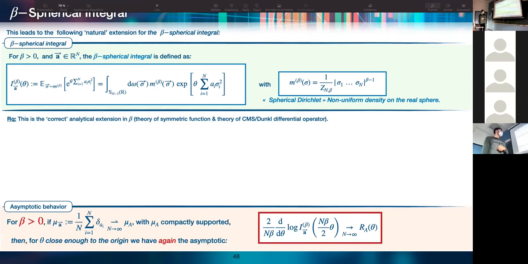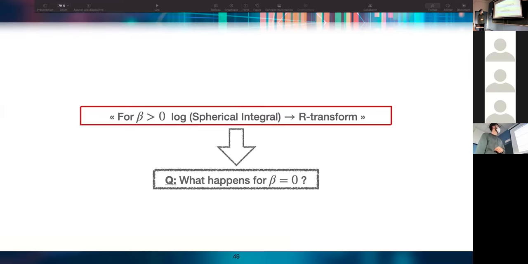And now what I'm saying is the previous asymptotic is now valid for any beta. So previously these results, where the log of the spherical integral goes to the R transform, were valid at beta equal 1 to 4. And now what I'm saying is it's also valid for any beta if you take this analytical extension of the definition. So that's the main statement I want to keep in mind. And so now maybe you want to find something which gives you not the R transform, but the classical operator linearizing the classical convolution.